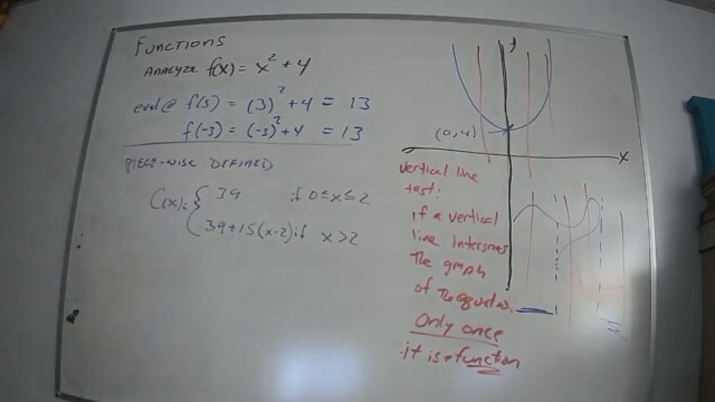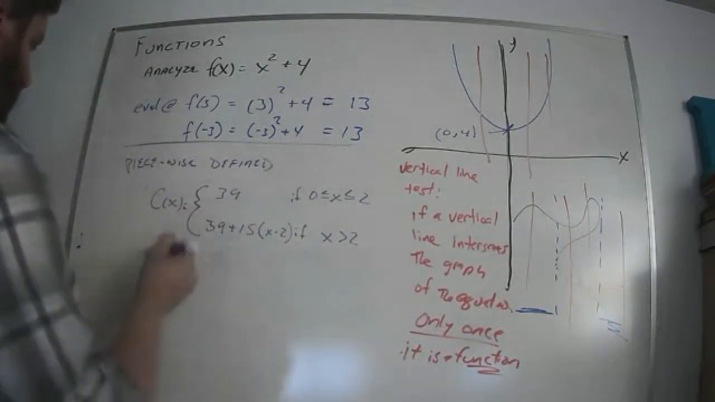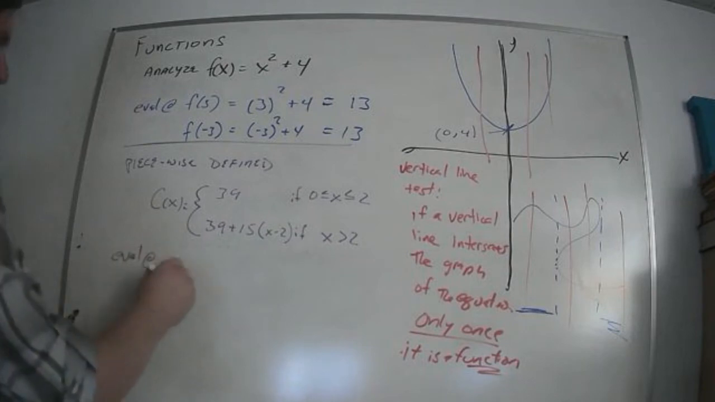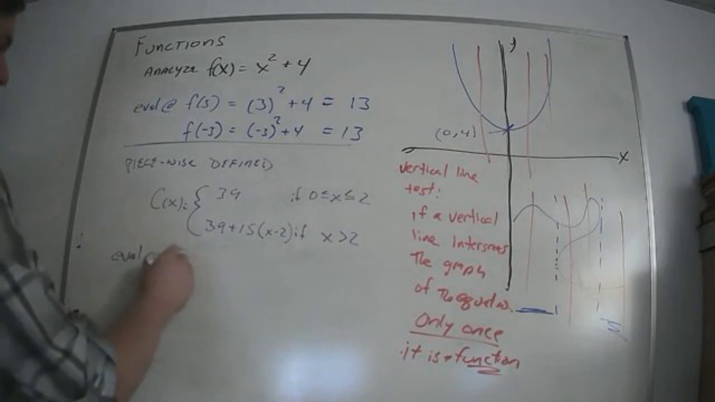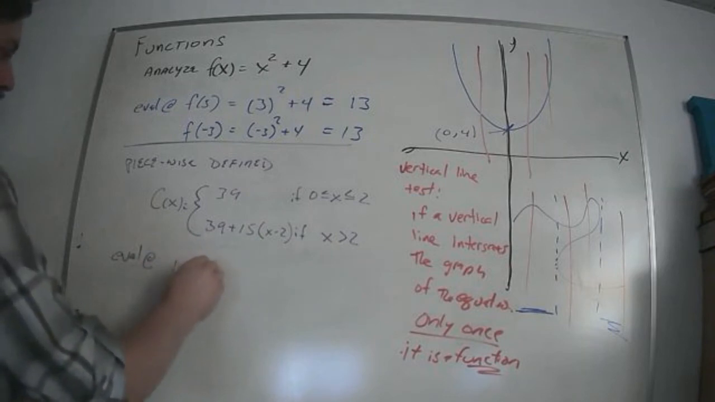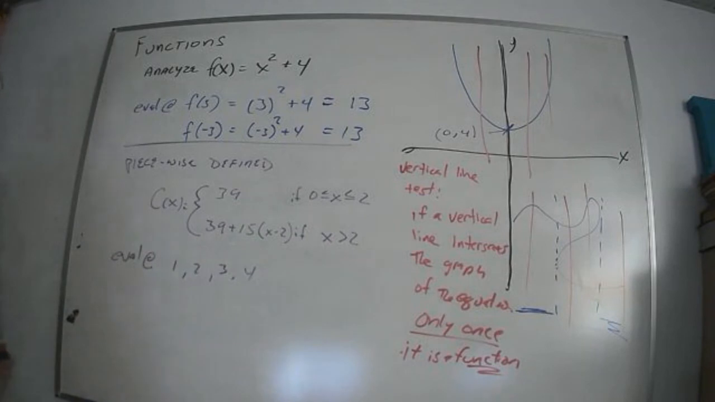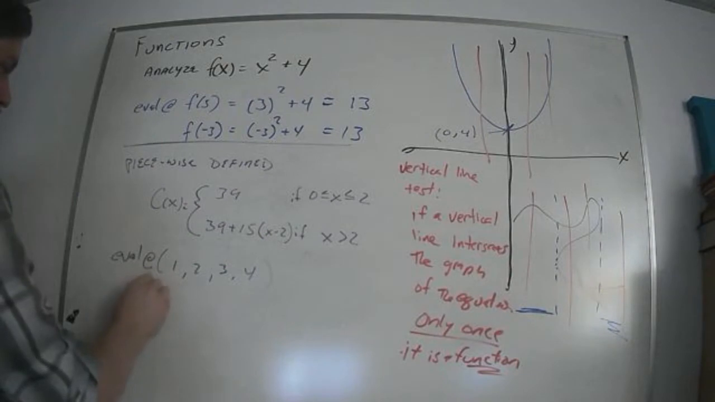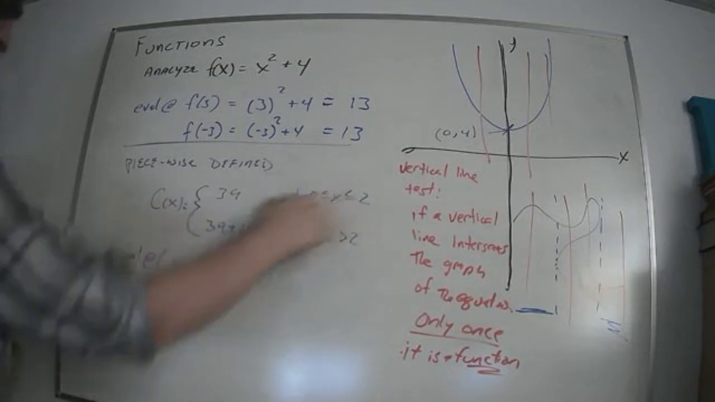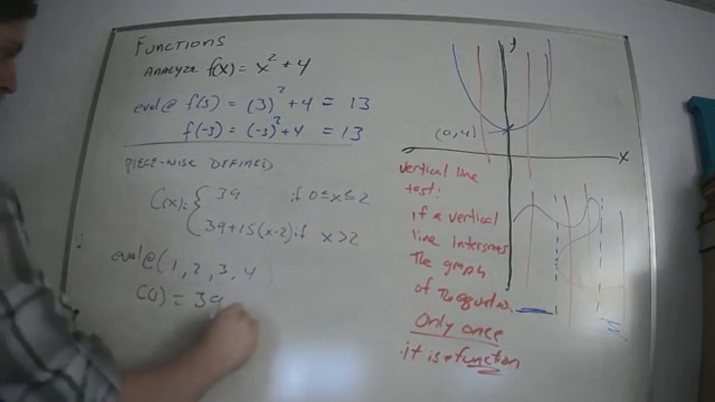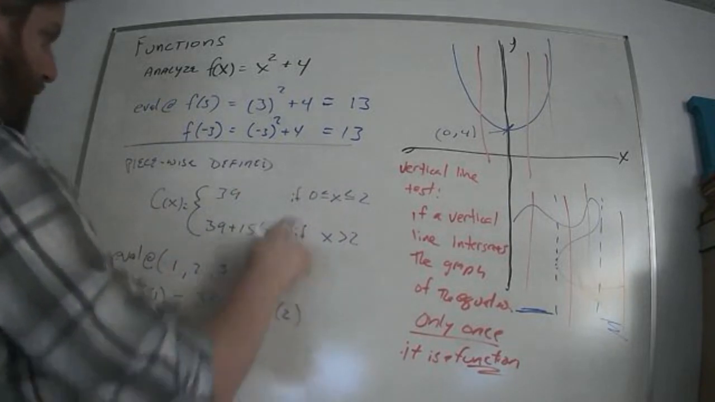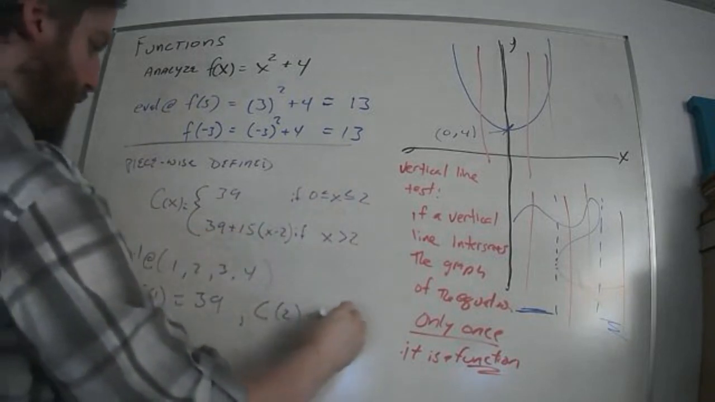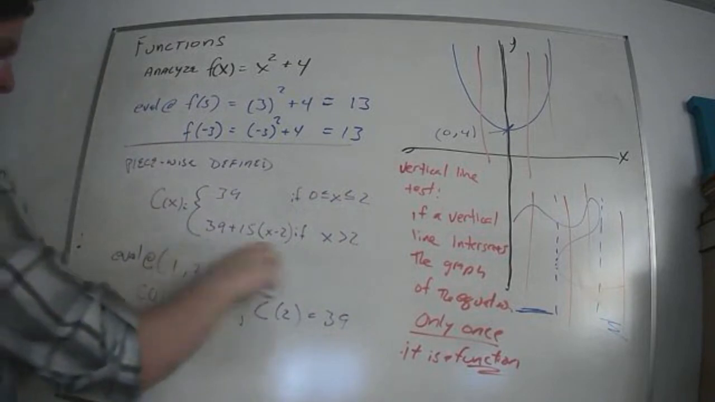And if you were to take some values, right, if I were to say, evaluate this function at, say, 1, 2, 3, and 4. Evaluate at these 4 points. Let's see. So C of 1 is between 0 and 2. So that's 39. C of 2 is between 0 and 2 inclusive, right? Because this is a less than or equal to sign. So that's 39.